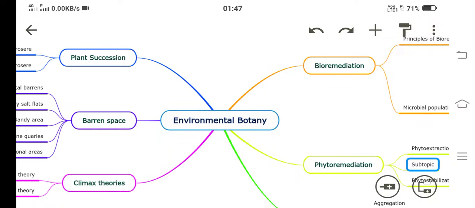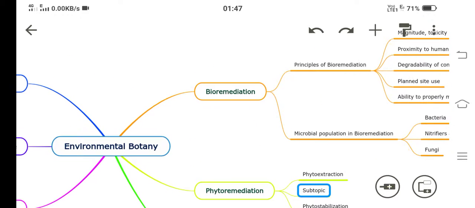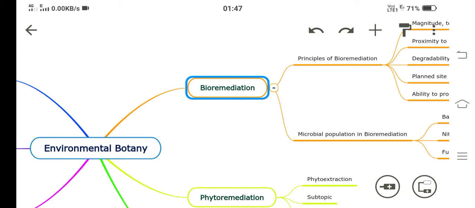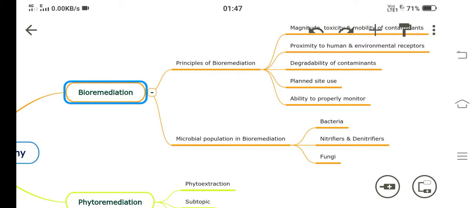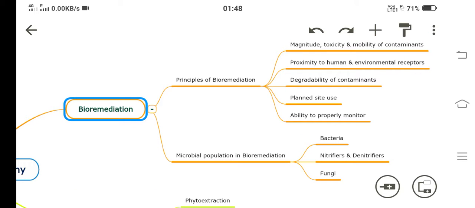And in that unit, we have studied the first topic, known as bioremediation. In bioremediation, we studied two topics. First one is principles of bioremediation and second one is microbial population in bioremediation. So first of all, we will quickly have a look at the definition of bioremediation. Bioremediation is a waste management technique that involves use of organisms to neutralize pollutants from a contaminated site.